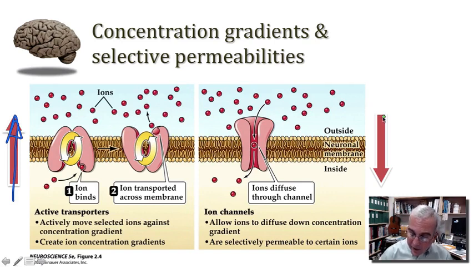So what we see on the right is a means for allowing ions to diffuse down their chemical concentration gradients. So I want you to see how these two mechanisms work hand in hand. Pumps establish the concentration gradients that provide the driving force for the diffusion of ions across the neuronal plasma membrane.